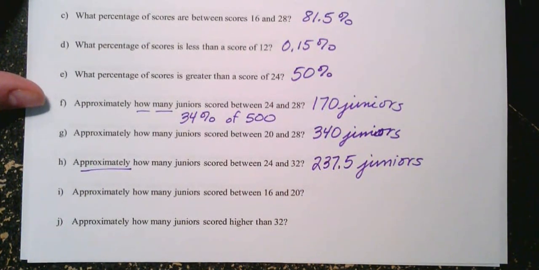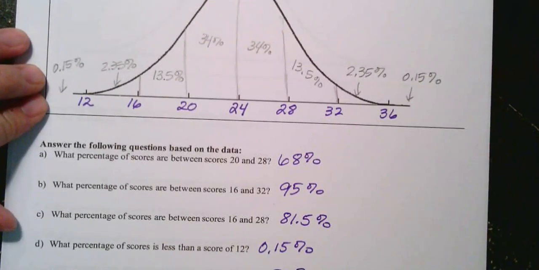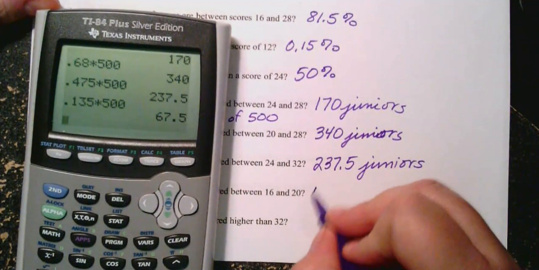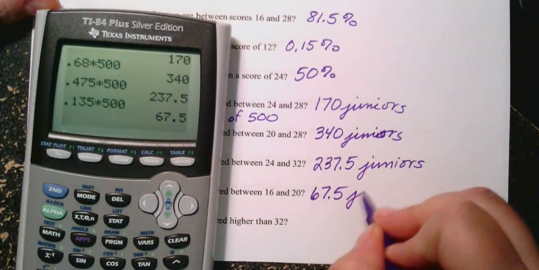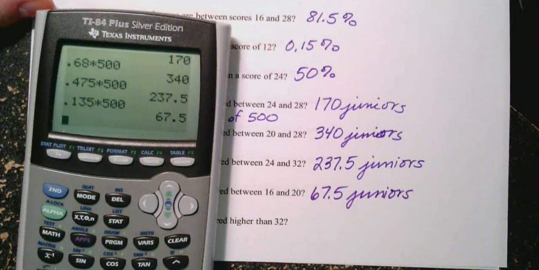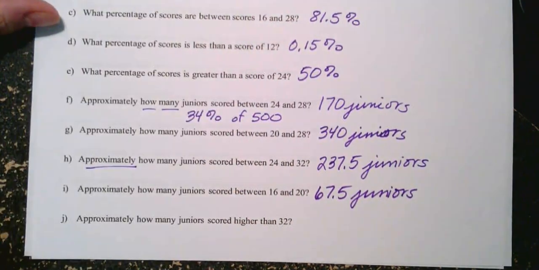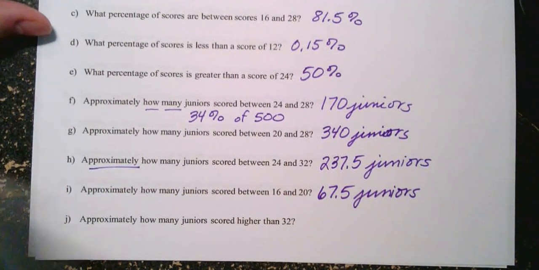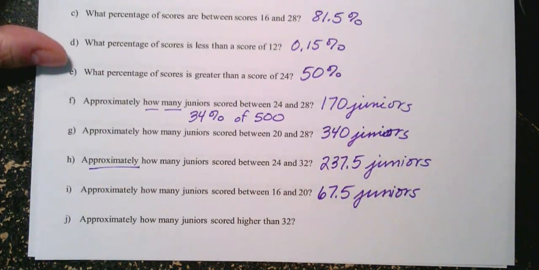Approximately how many juniors scored between 16 and 20? 16 to 20 is 13.5% of my scores. So I'm going to do 0.135 times 500 and get approximately 67.5 juniors. Again, it would not be terribly wrong to say either 67 or 68 instead, since we don't have 0.5 of a junior. And finally, approximately how many juniors scored higher than 32?